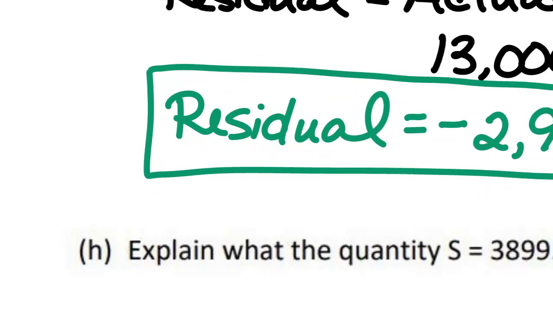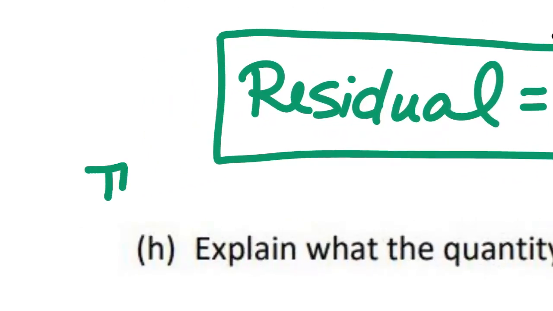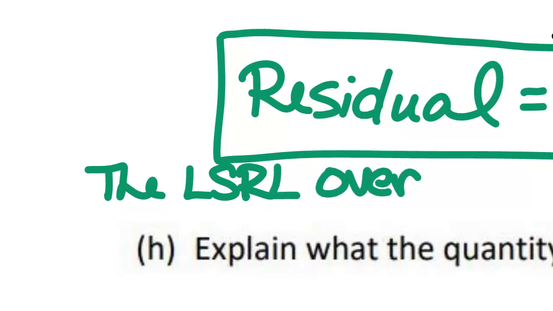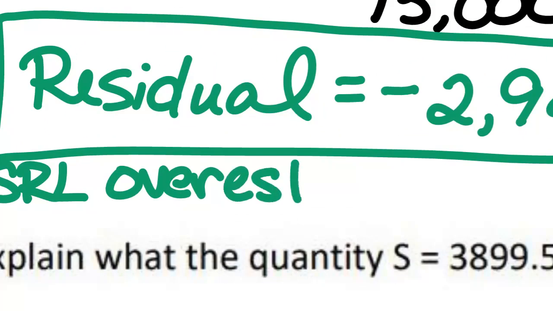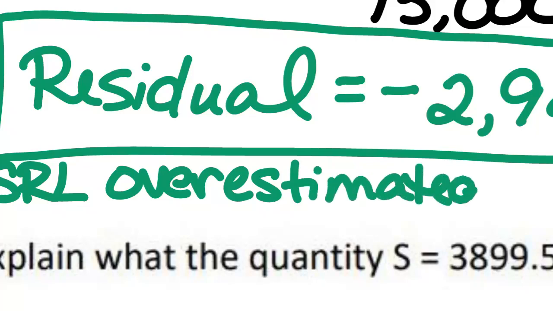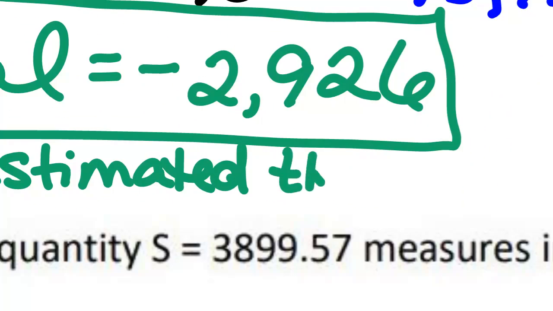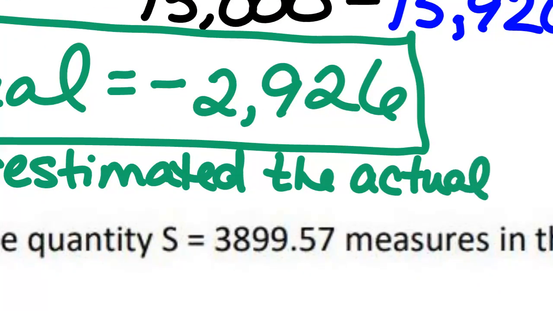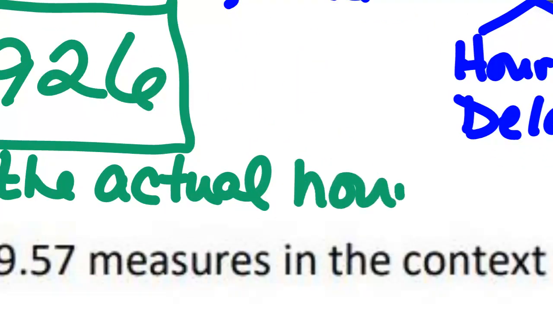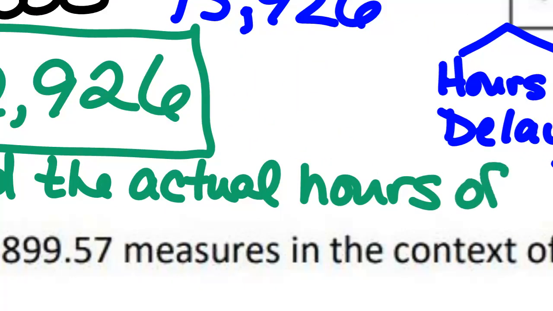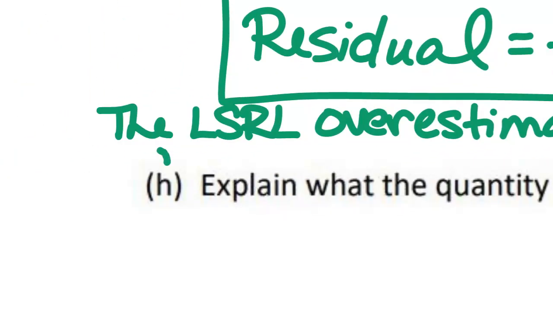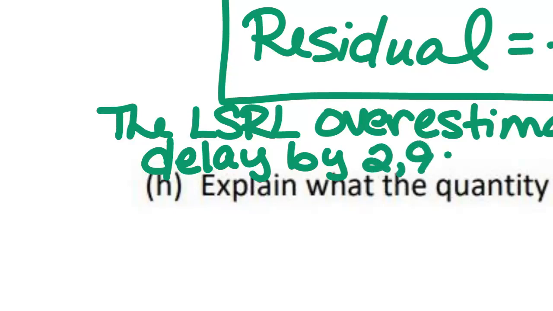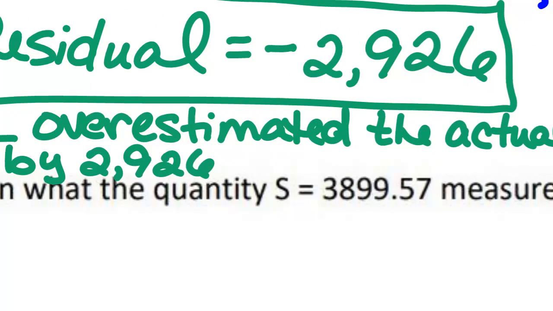So my interpretation again is the least squares regression line overestimated the actual hours of delay by 2,926 hours.